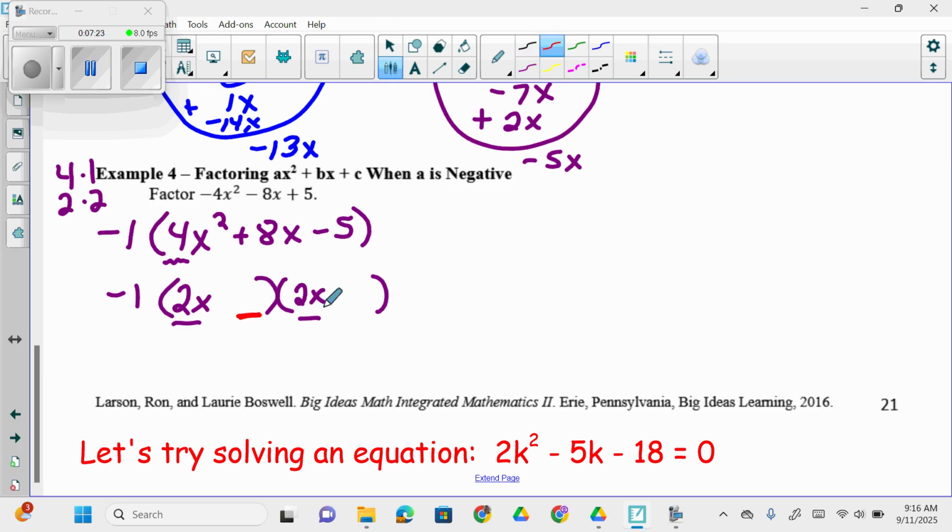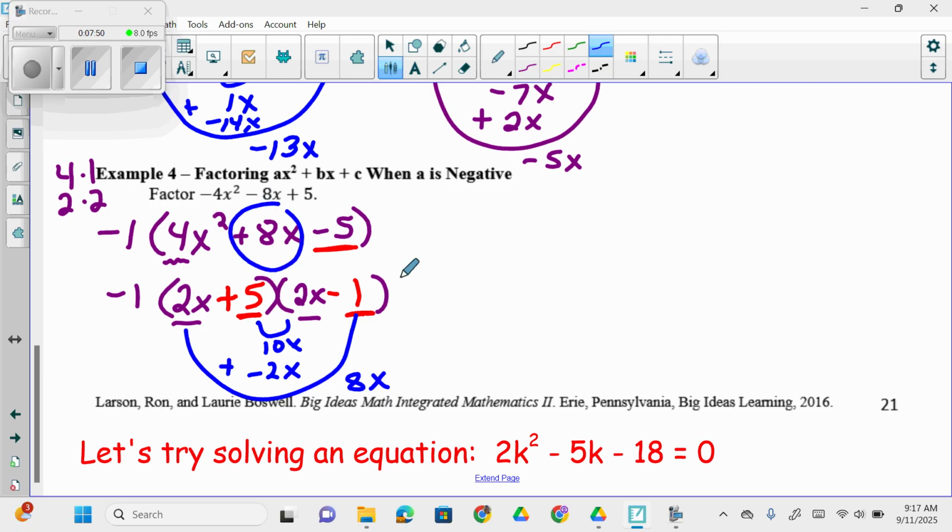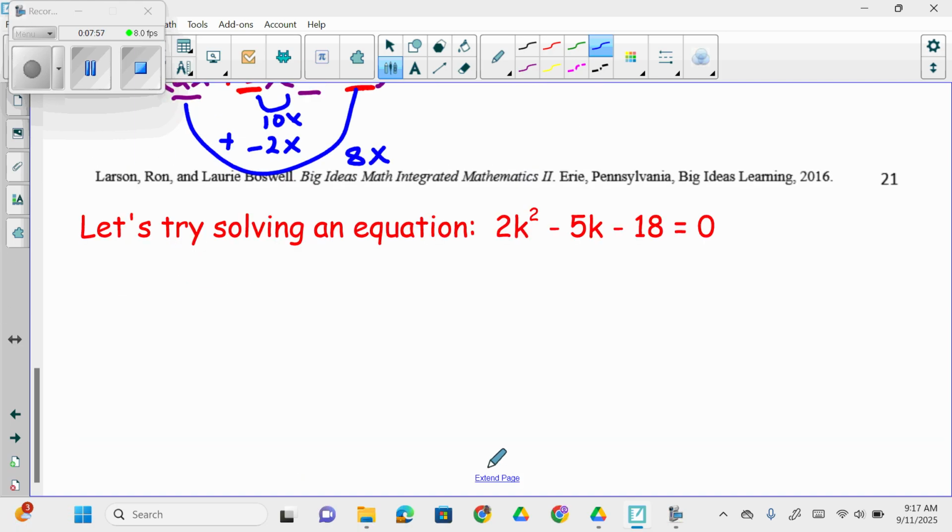The last term times the last term has to be negative 5. Remember, because it's negative, it means my signs should be different. So I'm going to put 5 times 1. I'm going to make a smiley face to see if I'm right. So I get positive 10, negative 2x, add them up. That gives me a positive 8x. That's what I wanted in the middle. Check. I got it. Remember, you're not always going to get it on the first try, and that's completely normal.